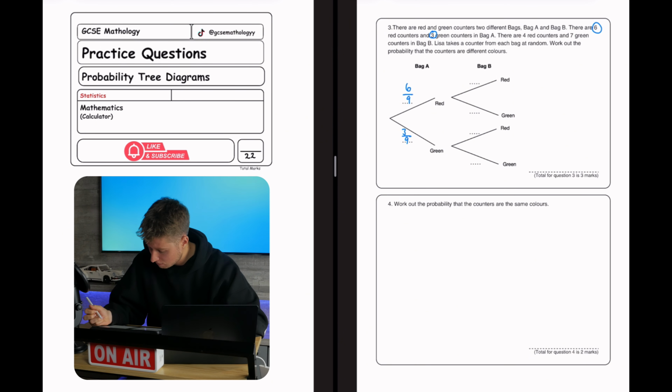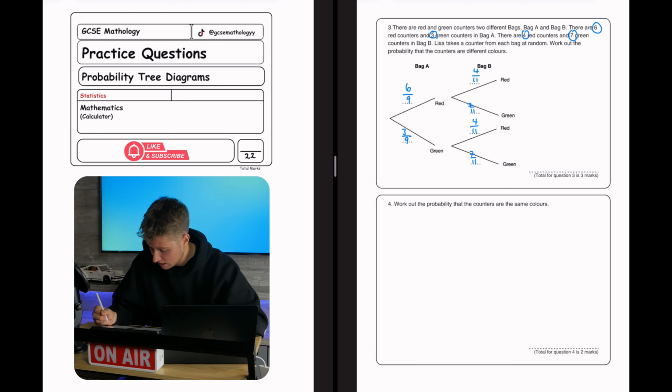And if we look at bag B, there are 4 red counters and 7 green counters. So 4 plus 7, this gives me 11. So all probabilities will be out of 11. And the probability of a red counter in bag B, well, there are 4 reds, so it will be 4 out of 11. And that means there will be 7 out of 11 for green. So 4 out of 11 for red, and then 7 out of 11 for green.